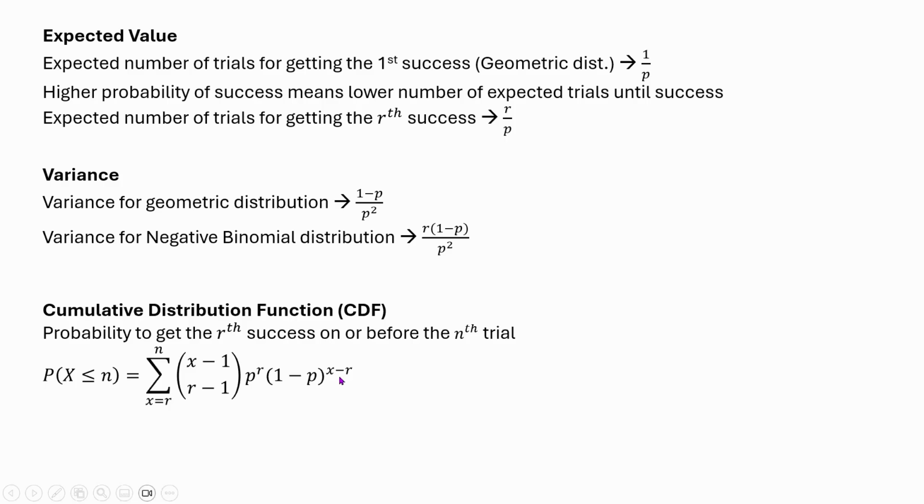Finally, we have the cumulative distribution function. There is no nice closed form here, so we just have to sum over r to n. Basically what we are saying is the probability to get the rth success on or before the nth trial. That means you can get these r successes in r trials or r plus 1 trials or r plus 2 trials or maybe in r plus n trials. That is why we are summing over r to n, and this is basically our PMF right here. So that is all about the negative binomial distribution.